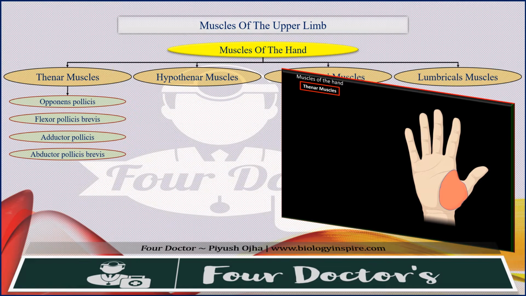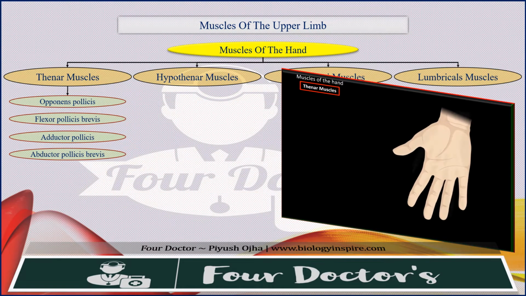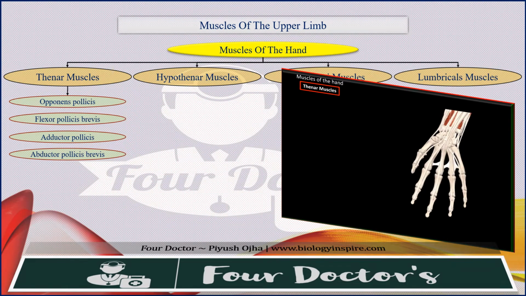muscles. Now, the thenar muscles consist of 4 muscles. They're the abductor pollicis brevis, opponens pollicis, flexor pollicis brevis, and adductor pollicis. Now, let's turn the hand like this, and then remove a couple of layers until we get to the bone.